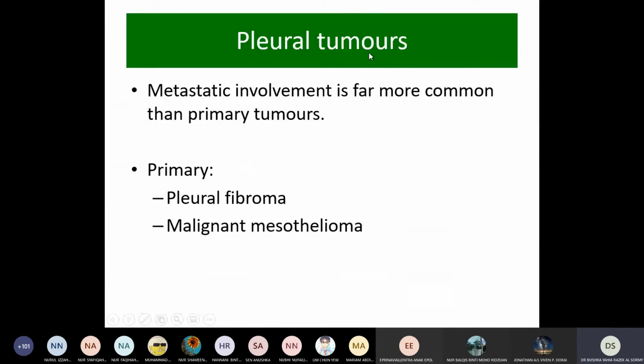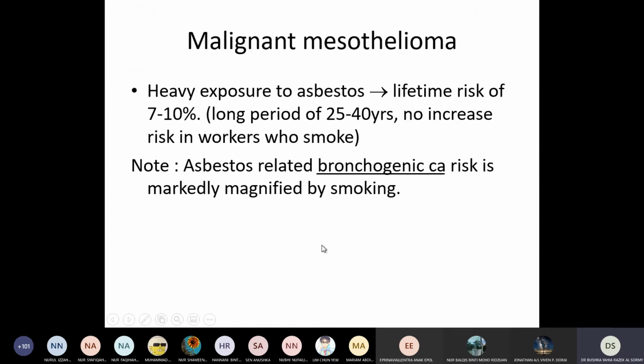For pleural tumor, metastatic involvement is far more common than primary tumor. I mean, the primary tumor is not common. So most pleural tumors are due to metastasis from other sites. For primary tumor, we have solitary fibrous tumor of the pleura, which is very rare, and malignant mesothelioma.